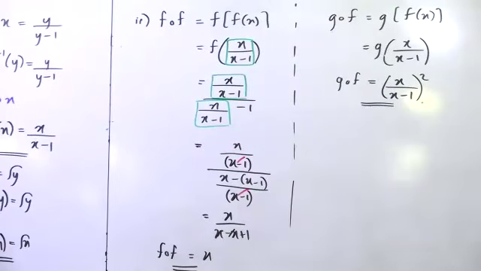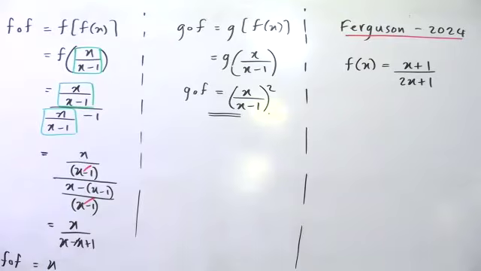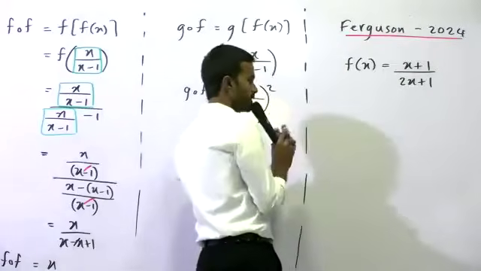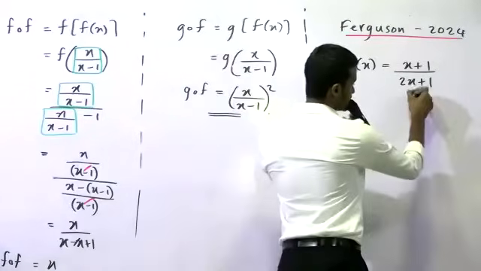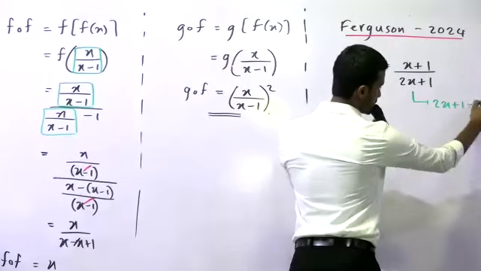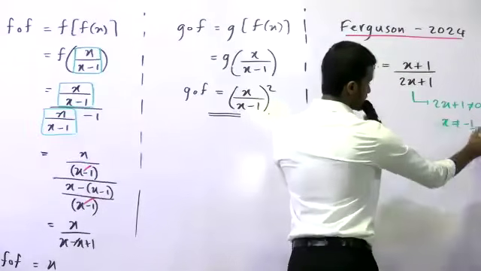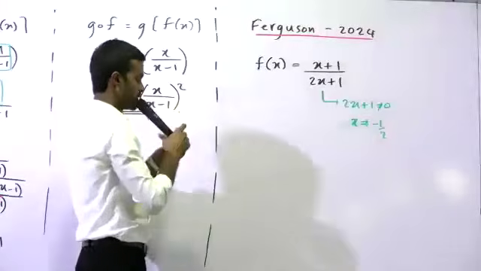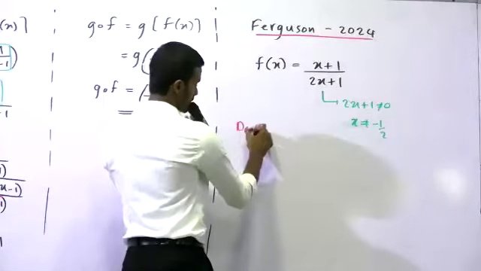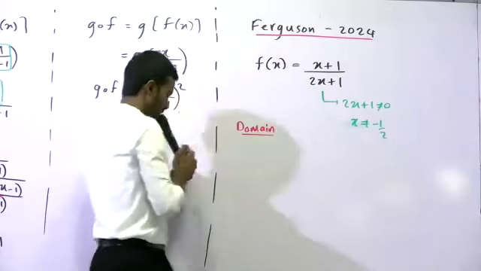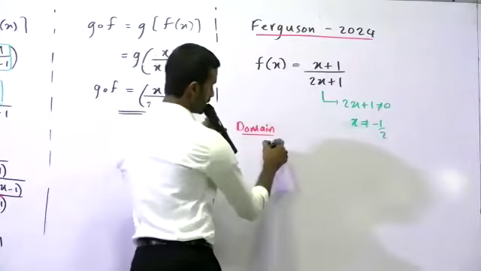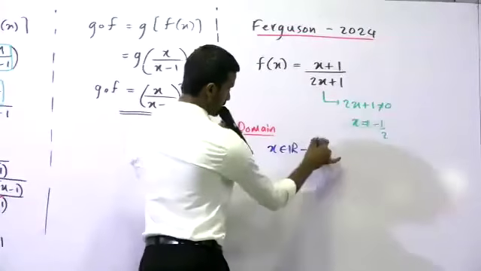Okay, no, question number 2. So this one, they have given the domain itself, no? They have given that x is in R and x can't be minus half. So they have given the domain itself. So here, 2x plus 1 is not equal to 0. So x is not equal to minus half. Okay. So then what is your domain? Okay, what is your domain? The domain is x can be any real number, but it can't be minus half.